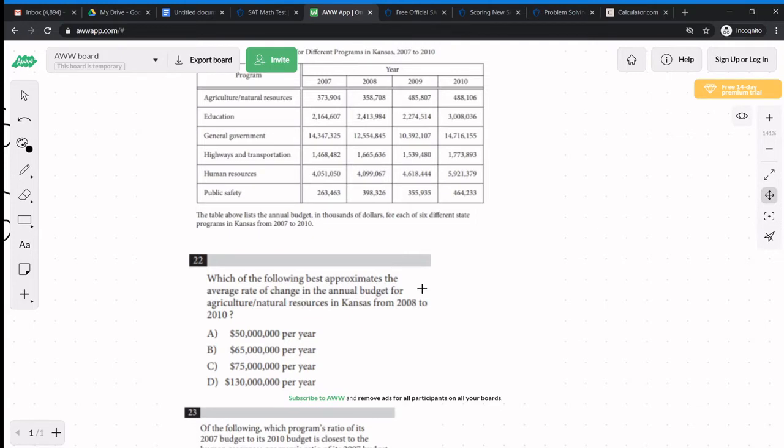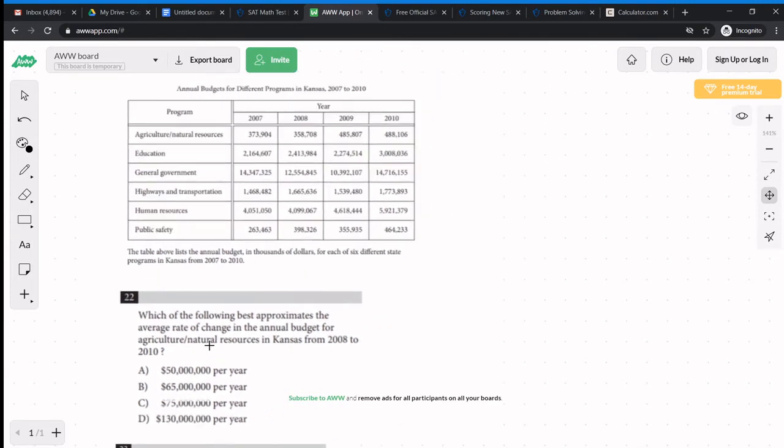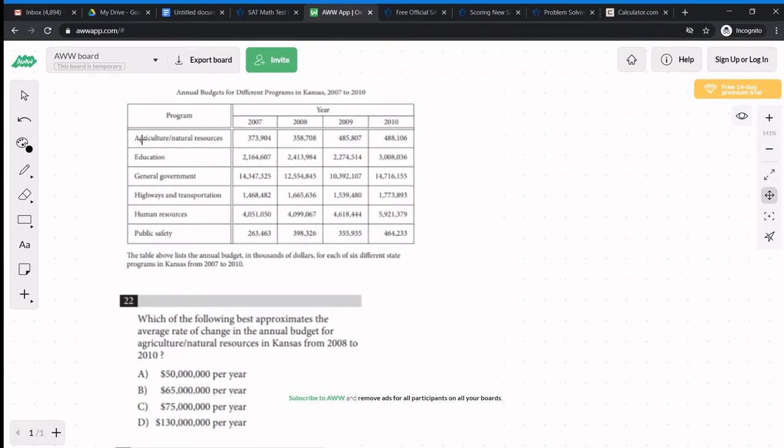The following best approximates the average rate of change in the annual budget for agriculture and natural resources from 2008 to 2010. So we're looking at agriculture and natural resources, 2008 to 2010. Alright, so we're looking for rate of change. Rate of change is the same thing as slope, same formula.